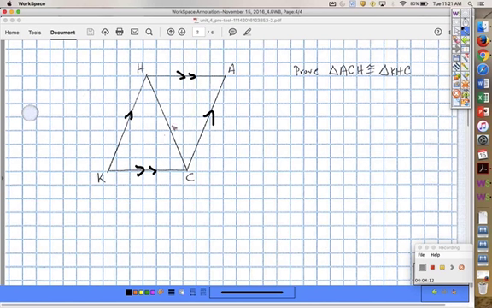If I have a parallelogram, then I know these two angles are congruent. Definition of parallelogram. I know these two angles are congruent. Not definition of parallelogram, alternate interior angles. And I know that this side is congruent to itself by reflexive. Now I can prove my two triangles congruent by angle, angle, side.